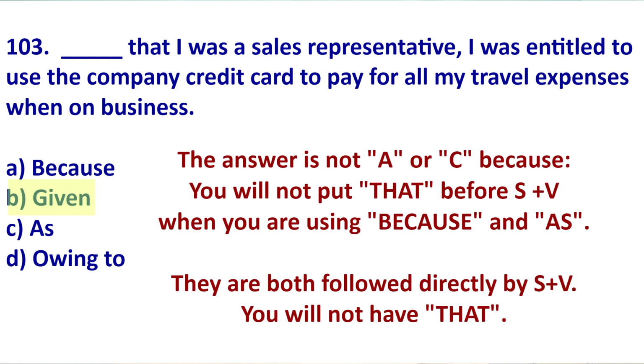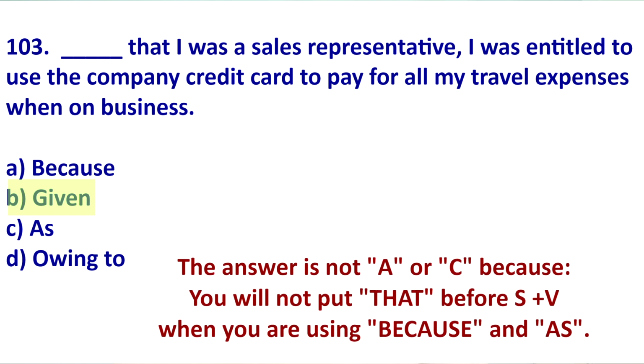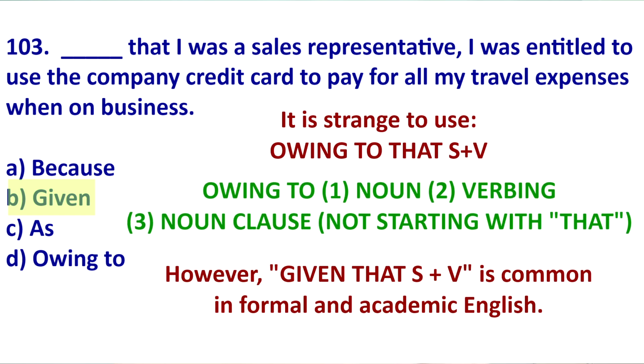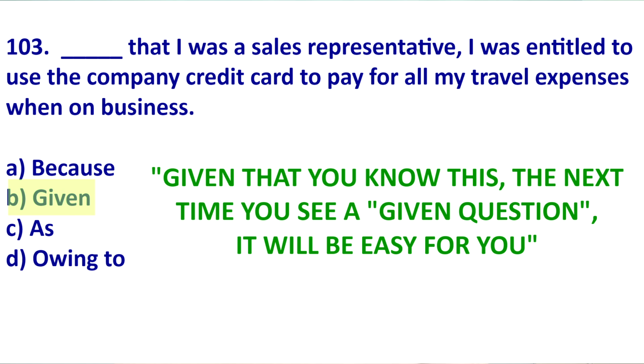Now, the answer is not A for 103 because it's followed directly by subject verb. It's not C because as is followed directly by subject verb. Know that. And owing to is followed not by that subject verb. Owing to is followed directly by a noun form. So remember, given that you know this, the next time you see a given question, it will be easy.